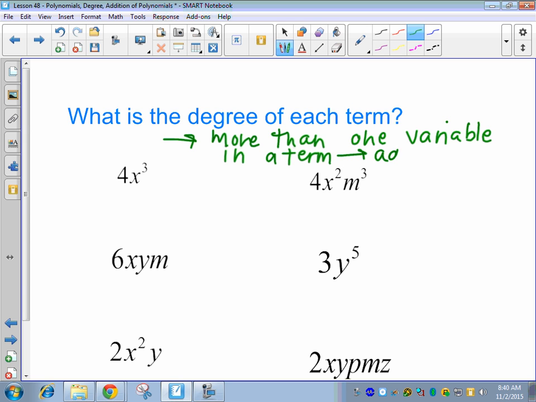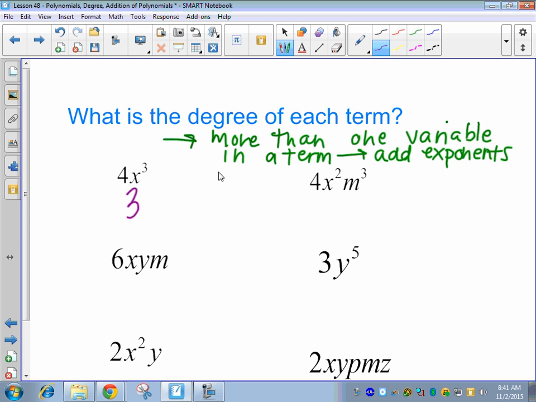We have to add the exponents. So we're going to find the degree, which is just the number and the exponent. So 4x cubed, what would the degree be? It would be 3. We don't have to do any adding because we just had 1 variable.